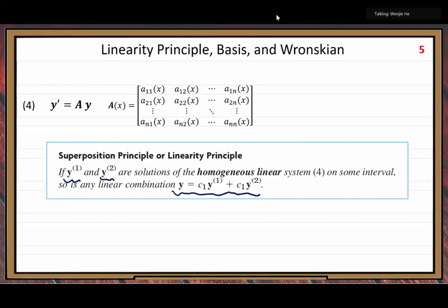That's our linear combination. C1, here you see, C1 is a scalar number. It's not boldface. When you see the notation C1 not in boldface, we treat it as a scalar number. C1 times the first solution, y sup 1, plus C2. The second one should be C2.